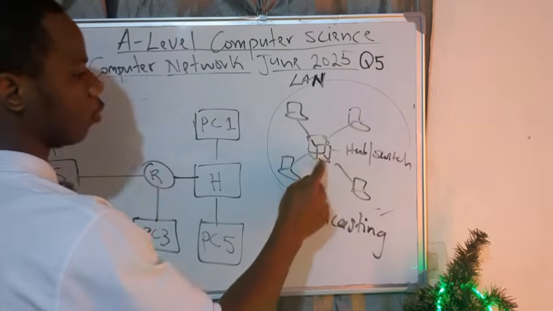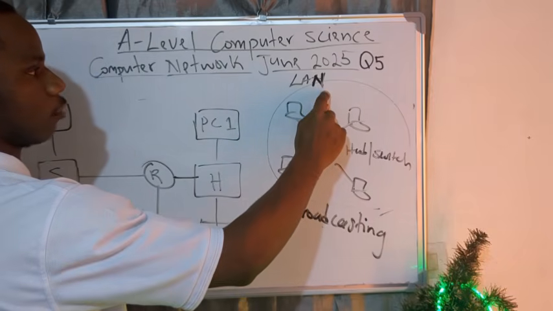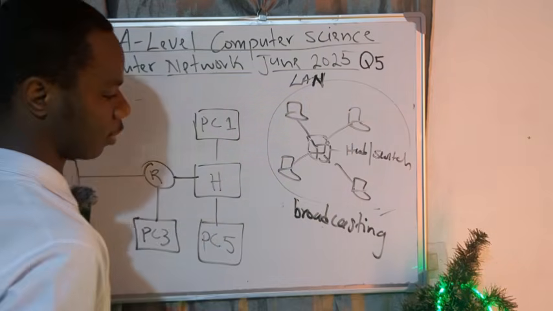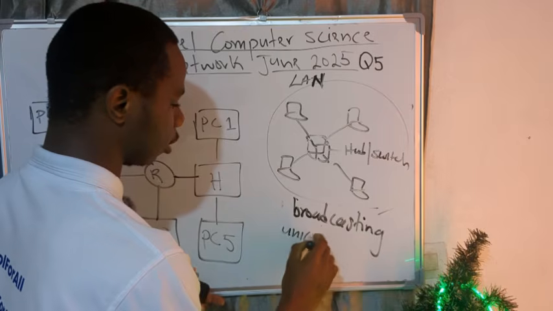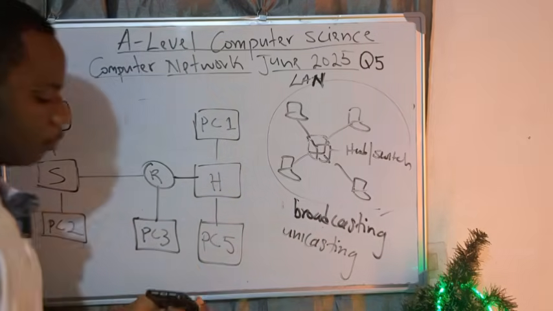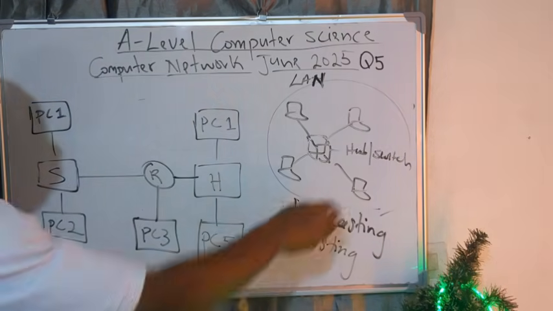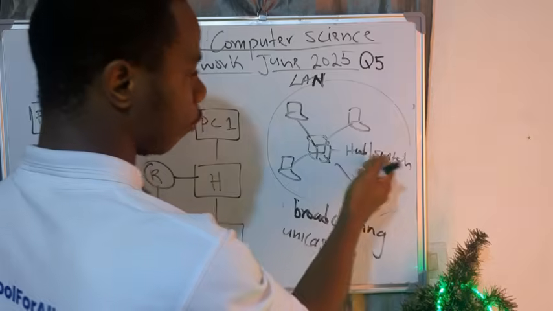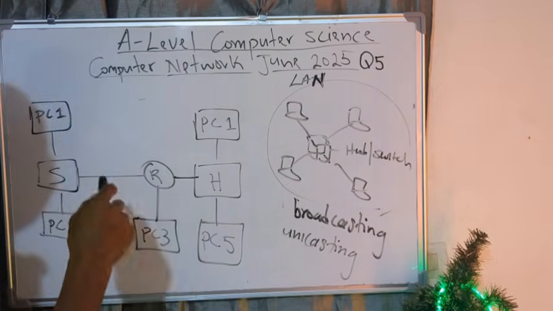Whereas a switch is a network device that connects computers in a local area network also, but performs unicasting. Take note of that, please. Unicasting here simply means when a switch receives a message, it sends it directly to the destination computer. So the difference between hub and switch, I think, is clear. Good. Now, we go to the next question.